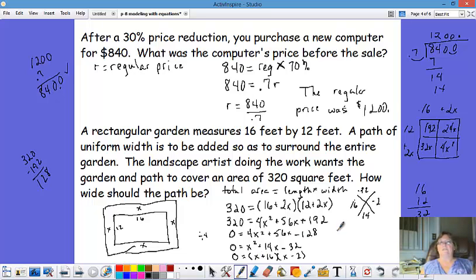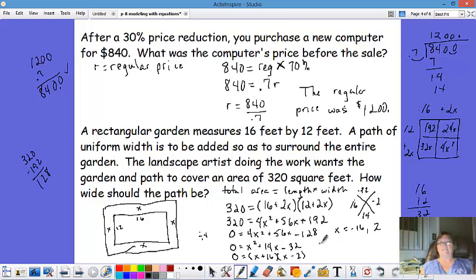Our two values for x, the possibilities are, if x plus 16 is 0, then x is negative 16. If x minus 2 is 0, then x is 2. Ladies and gentlemen, one of those things is a good answer for this problem. I don't think we can have a path that's negative 16 feet wide. I believe we can have a path that is 2 feet wide.